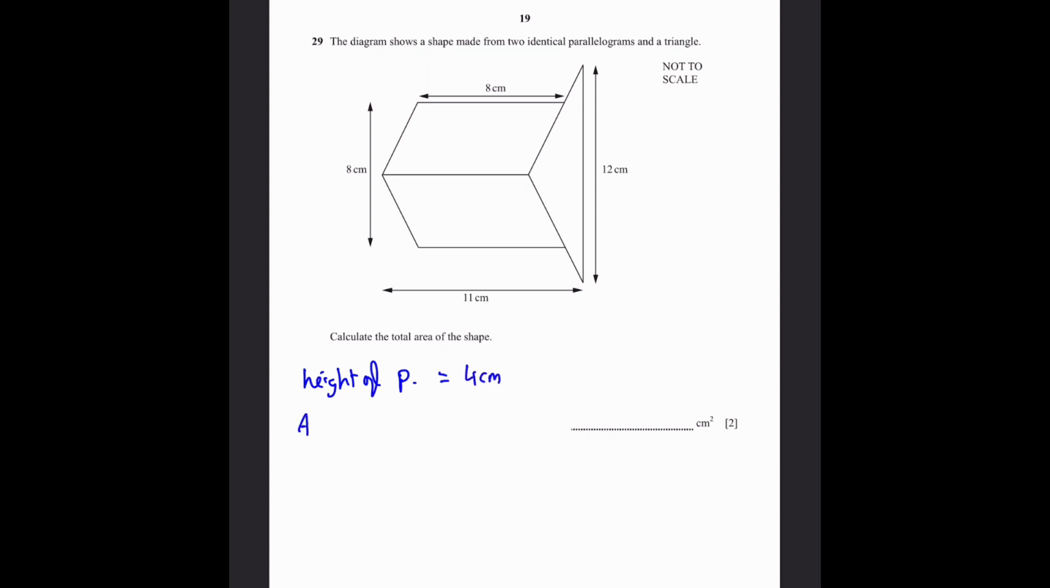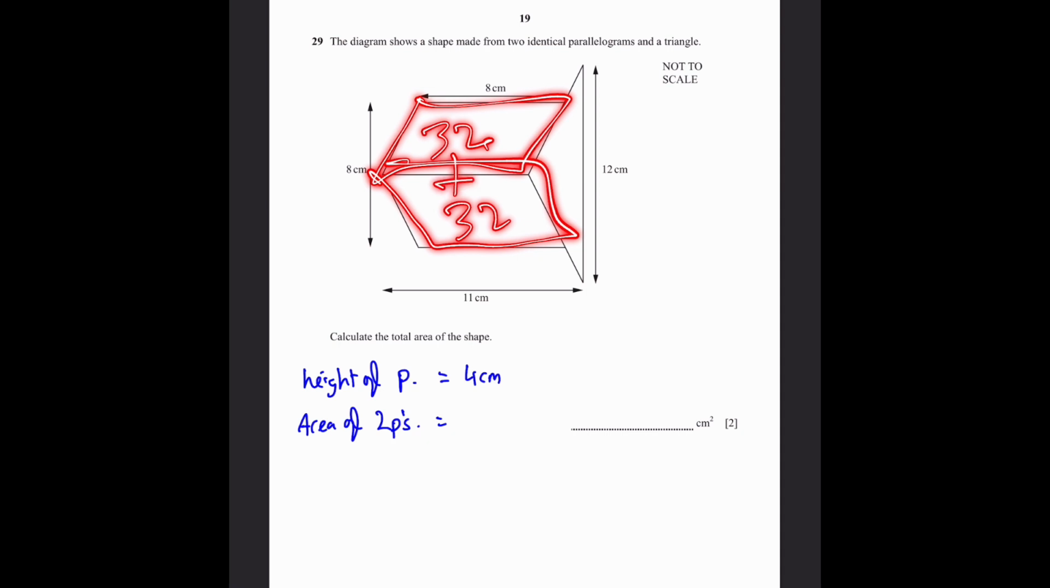That means area of one P is 8 into 4, which is 32. For one of these, it's 32, and for two of these, it'll be 64 centimeters squared.